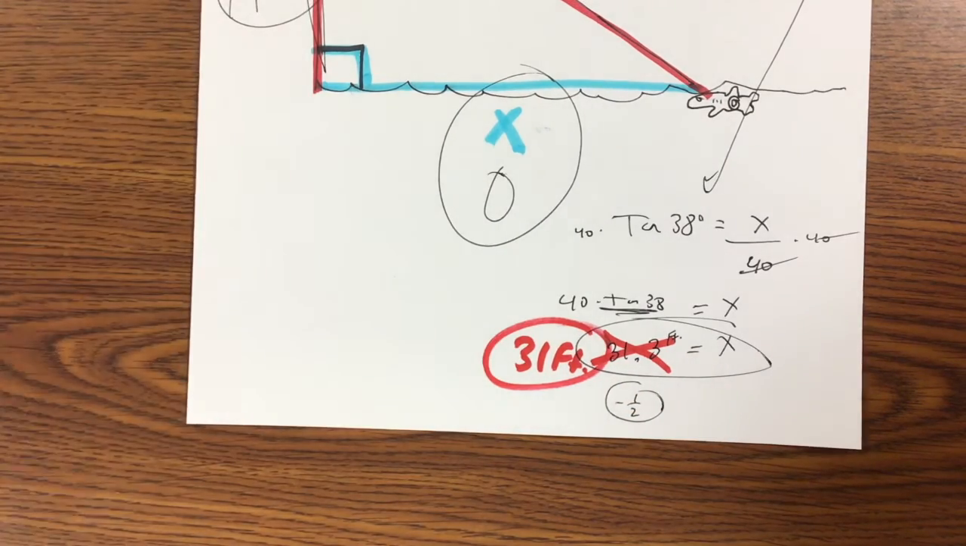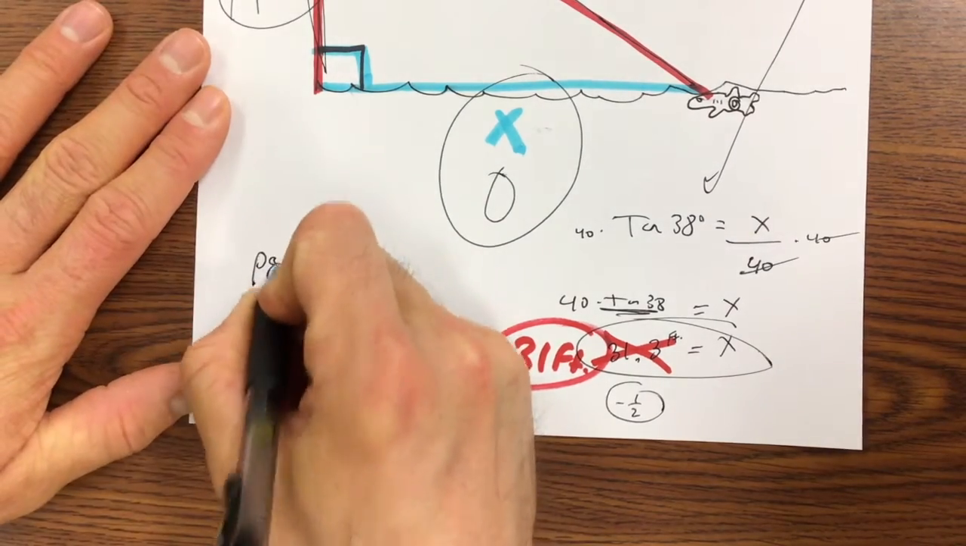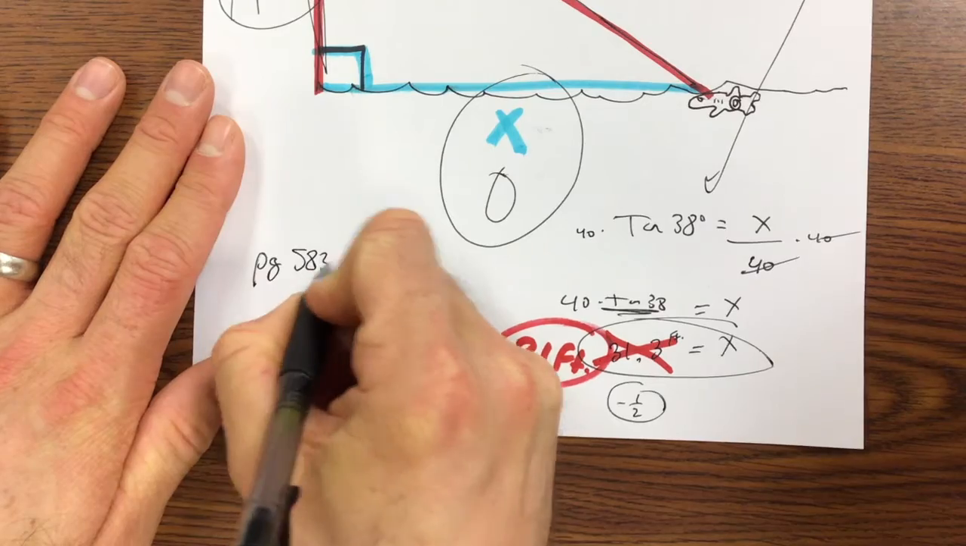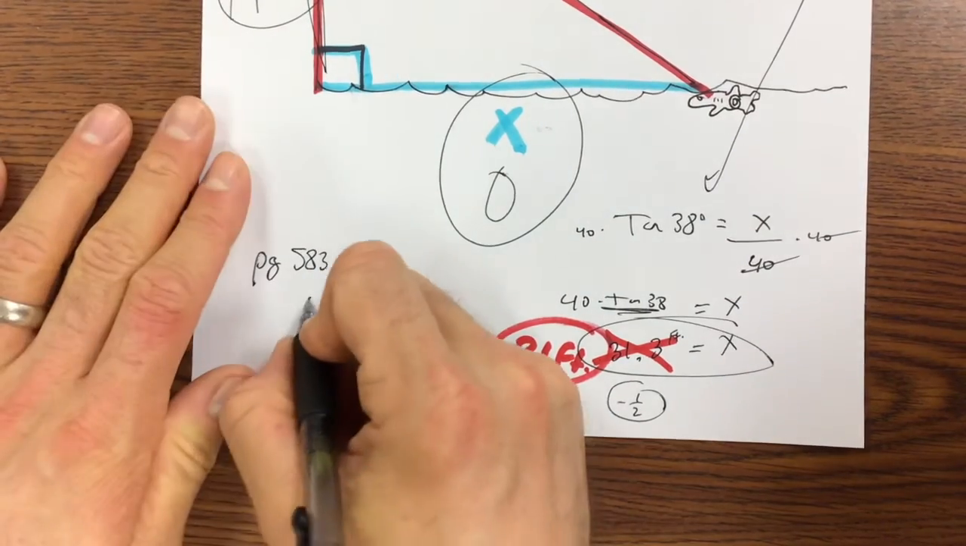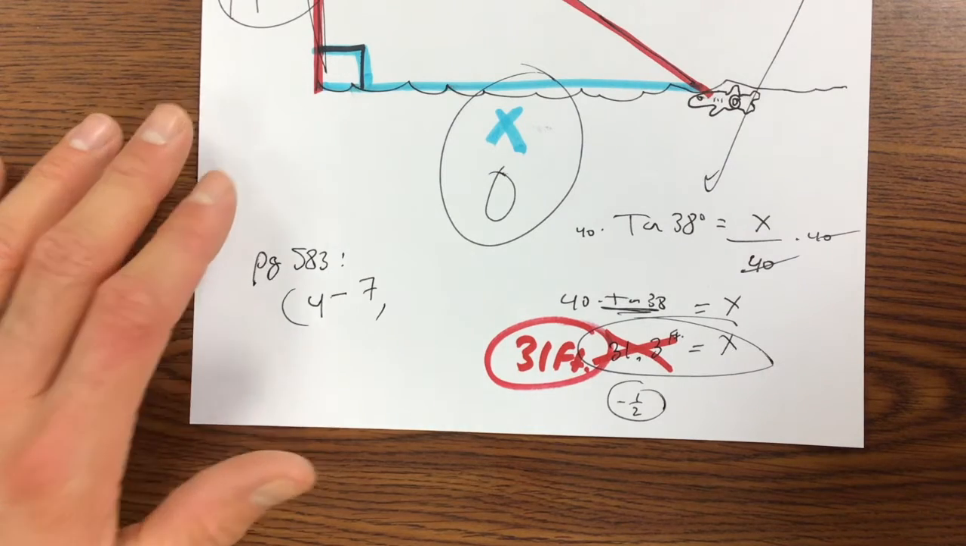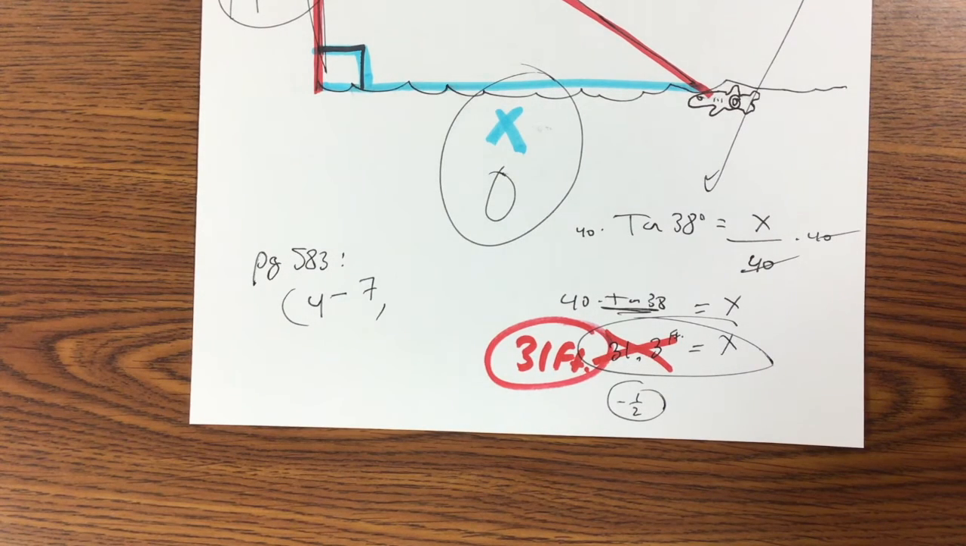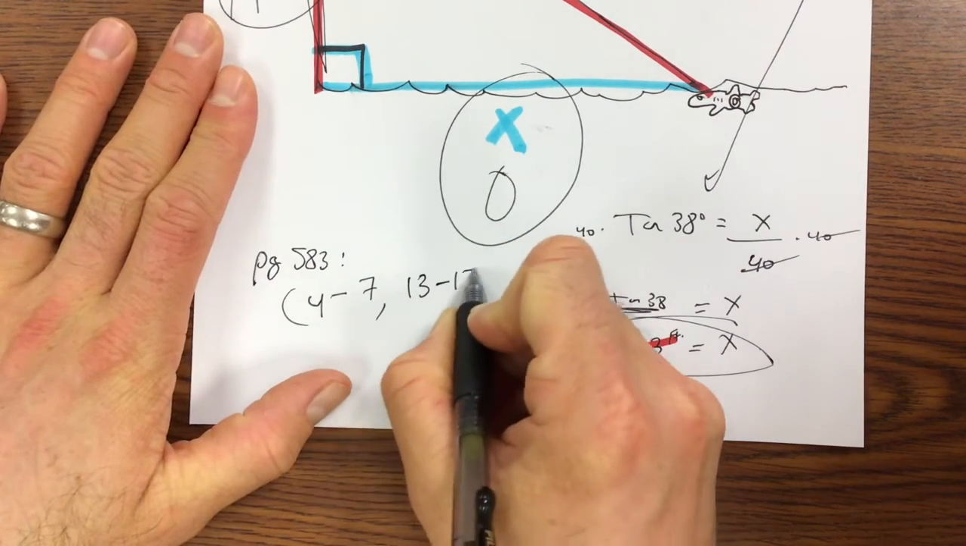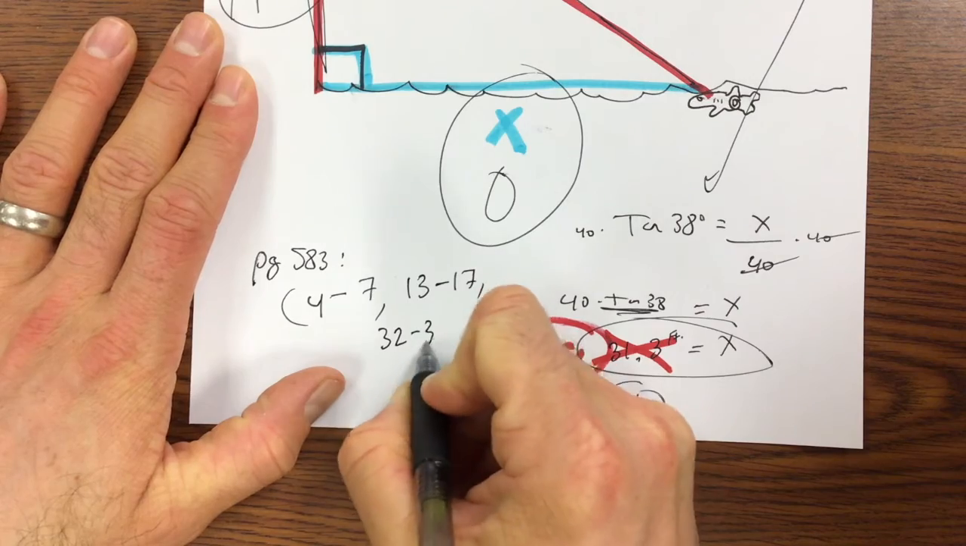That's it, folks. Congratulations, you got through a Mr. Kosal lesson. The homework is going to be page 583, 4 through 7, 13 through 17, and 32 to 38.